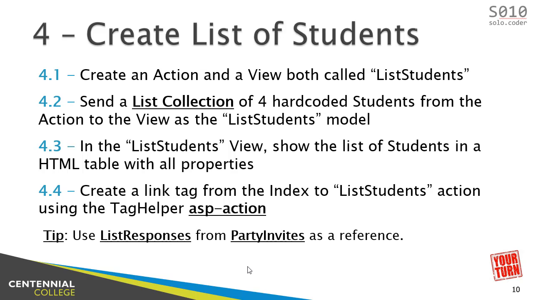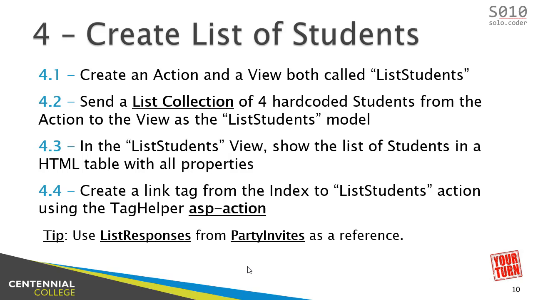So we're going to create a new view called ListStudents. It's a view and an action. Two, we're going to send a collection of 4 students. Before, you sent 1 student to the index; this time around you're going to send a collection of students to the ListStudents. Three, in the ListStudents you're going to create an HTML table. You're going to go through a loop. You have 4 students. You're going to loop through them and create an HTML table with all the properties, Student ID all the way to email, and output them as an HTML table. And last point, from the index view, you're going to create a link to the list of students by using the asp-action tag helper.